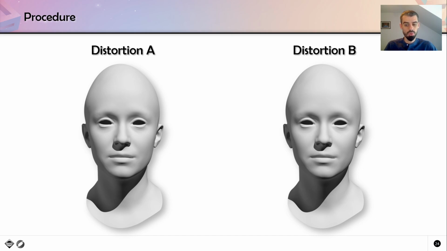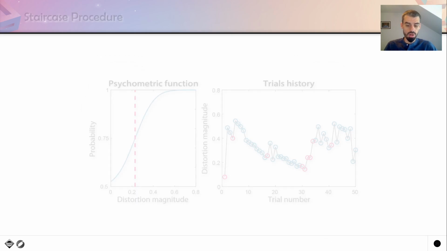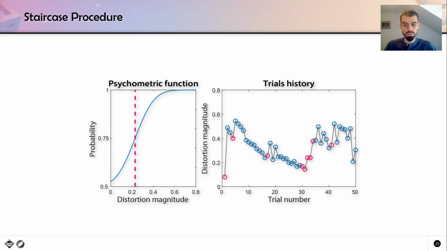Yet still it was very important that these magnitudes were set correctly. So how did we do it? For brevity, I will present how magnitudes were found only for the noise distortion, but the procedure is similar for the other distortion types. First, we generated 101 fine-grained magnitudes of distortion starting from a non-distorted mesh to a clearly distorted one, which was chosen empirically. Next, we ran a staircase procedure, which allowed us to find a threshold at which a person starts seeing the distortion. The history of choices during the study can be seen on the right-hand side.